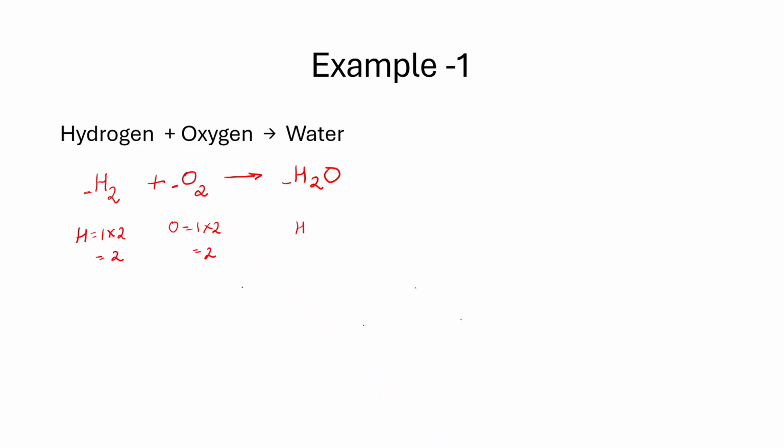So the number of atoms of hydrogen is 1 times 2, which is 2. But the number of atoms of oxygen comes out to be 1 times 1, because we see the subscript associated with oxygen is 1. So it's 1 times 1, which is 1. So here, while the hydrogen atoms are balanced, the oxygen atoms are not.